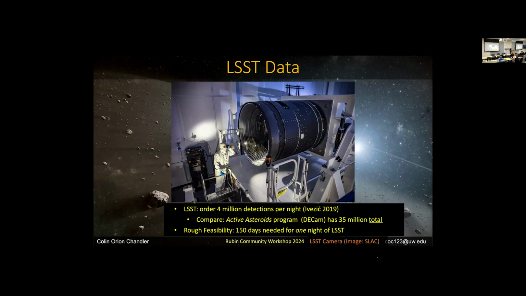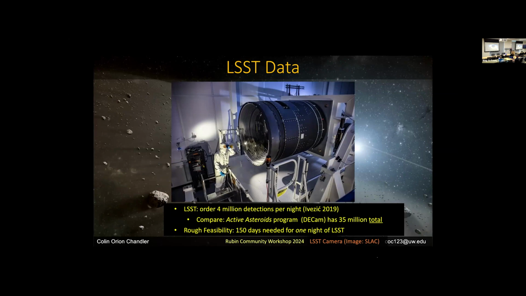These are estimates, but 4 million detections per night. That's a little bit daunting. This all depends on cadence and other things which we've heard about today. But we compare this to the Active Asteroids citizen science program. DECam-based, we have a total of 35 million. So that means every 10 days, Rubin is going to be generating the same number of detections as we have since DECam's been running since 2012.